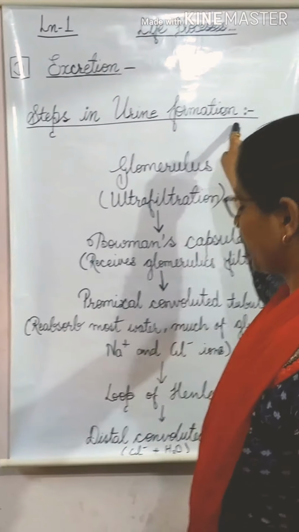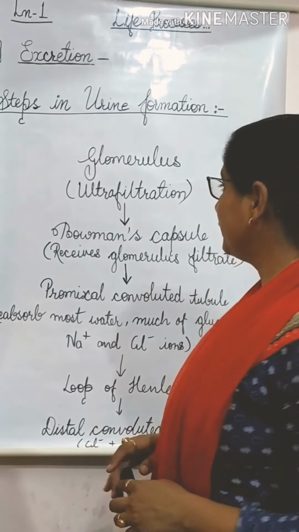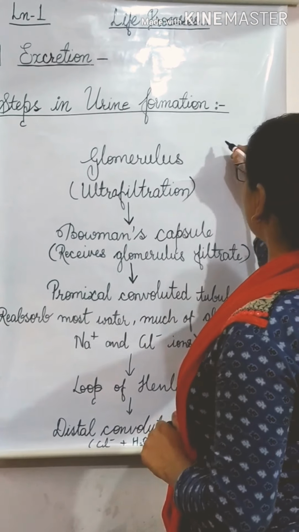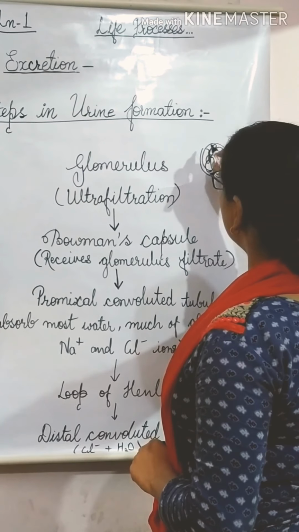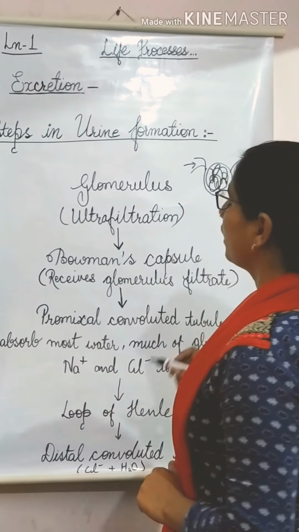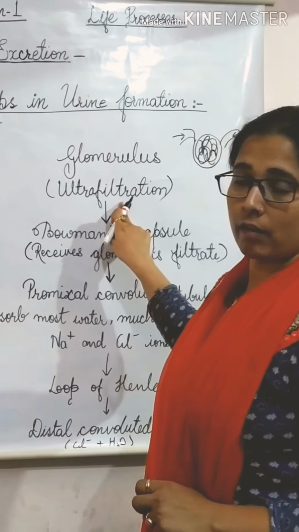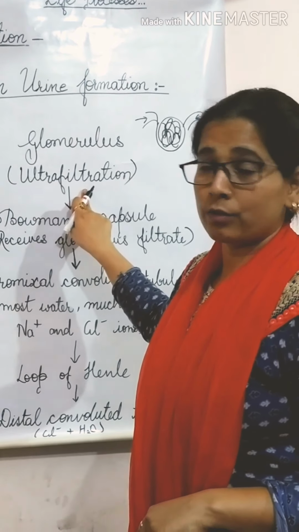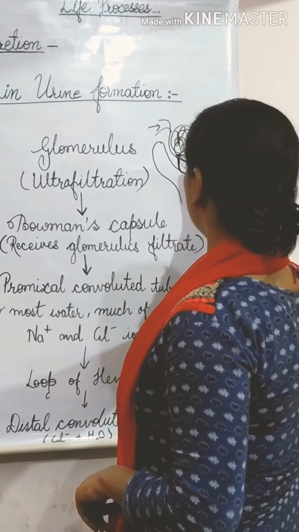Steps in urine formation. As you can see, I have brought this flow chart for you to easily understand. See here, this is the glomerulus. As you know, the glomerulus is the condensed, or suspended, blood capillaries, right? This is the renal vein, this is the renal artery. So this glomerulus basically does the ultrafiltration of blood, from which it filters the nitrogenous waste. This glomerulus then opens into a Bowman's capsule, as you know.